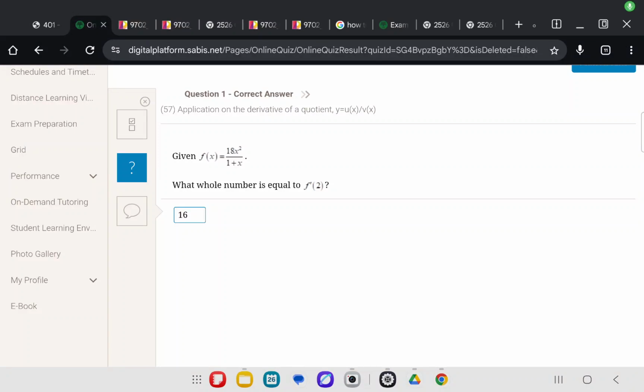Okay, hey everyone, today I'll be doing the term 1 week 6 math CA quiz. So I'm going to start with question 1. Given f of x is equal to all of this, what whole number is equal to f prime of 2?